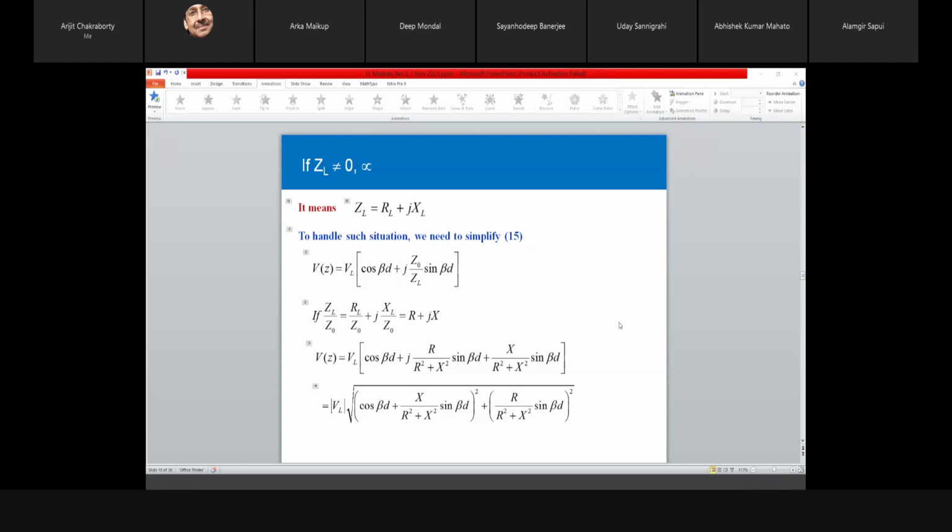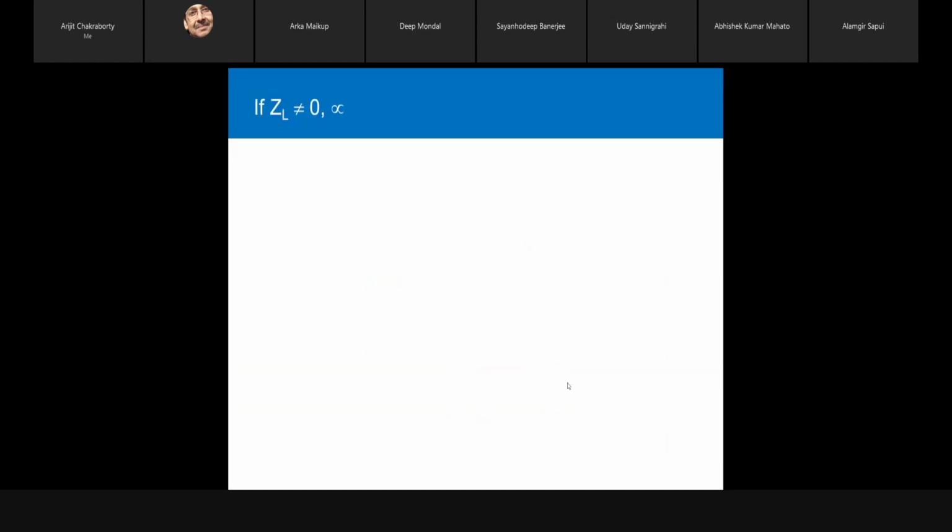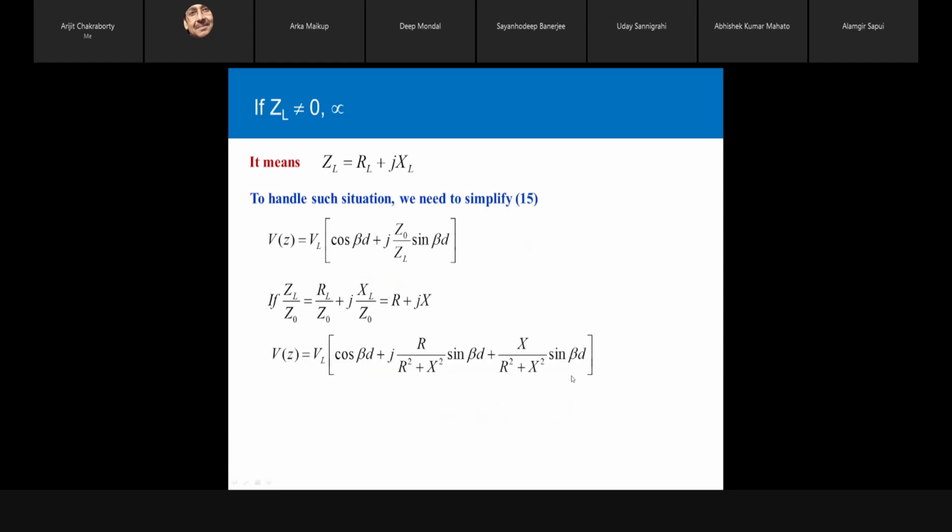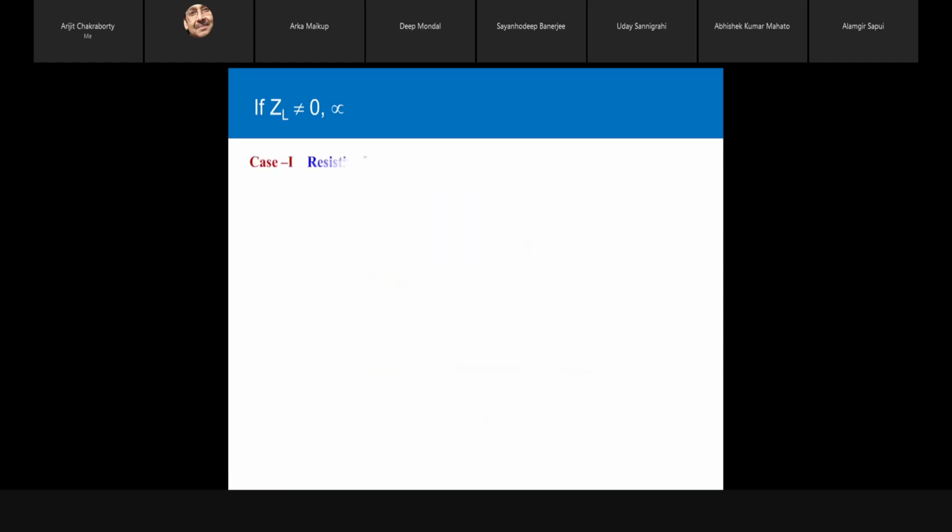So I'm coming to the next slide. I'm coming to this particular case. The load is resistive. That is, there is no reactance here. My ZL is resistive.